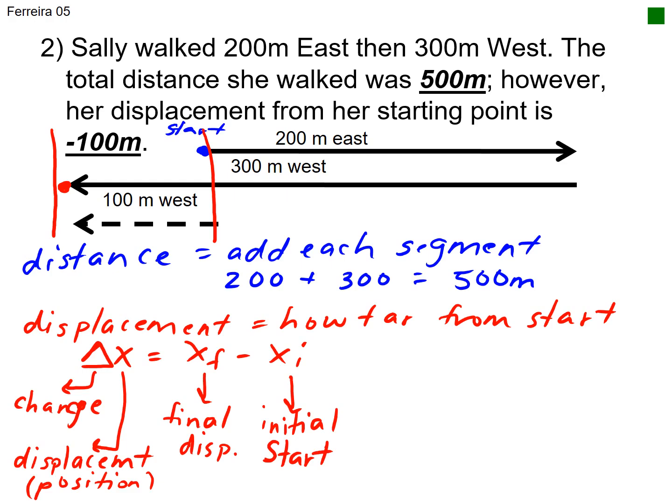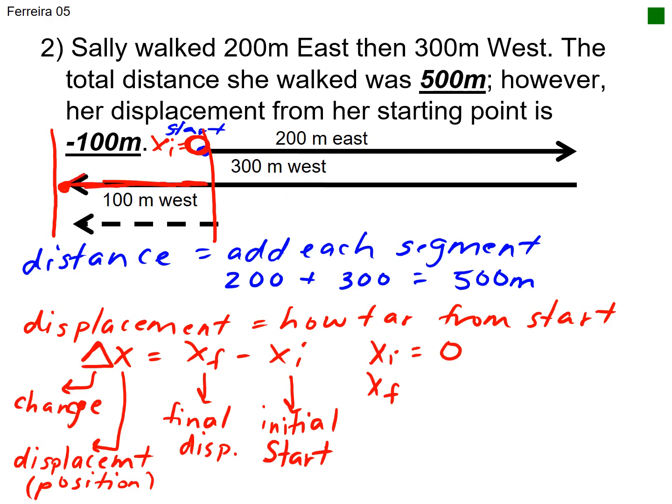So, if we look at where we started, we're going to call this blue dot our xi. And we're going to say that she started at 0, because they don't tell us that she started at 10 and then walked 200. So we're going to say she starts here at 0 and goes 200 meters. So xi in this problem is equal to 0. xf is equal to this red segment.